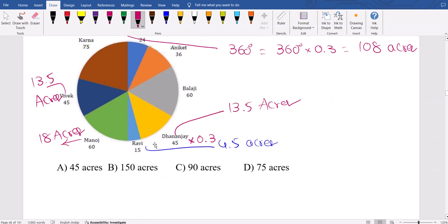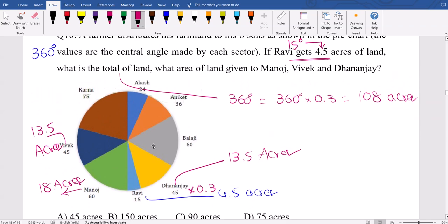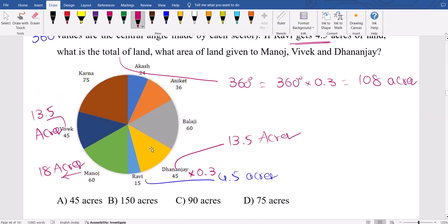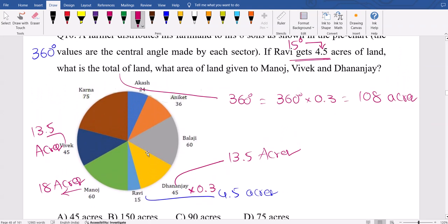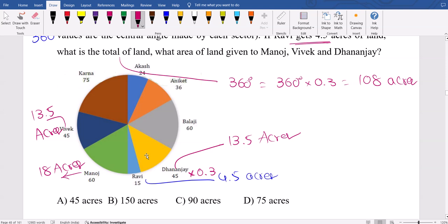Okay, this is a different question. So now here, total land 108. Area of land given to Manoj, Vivek and Dhananjay. Maybe adding that if required, Vivek, Manoj and Dhananjay, or subtraction of that. 150 no, 90 no, 75 acres no. So this is what? 13.5, 13.5, 27 plus 18, 45 acres.